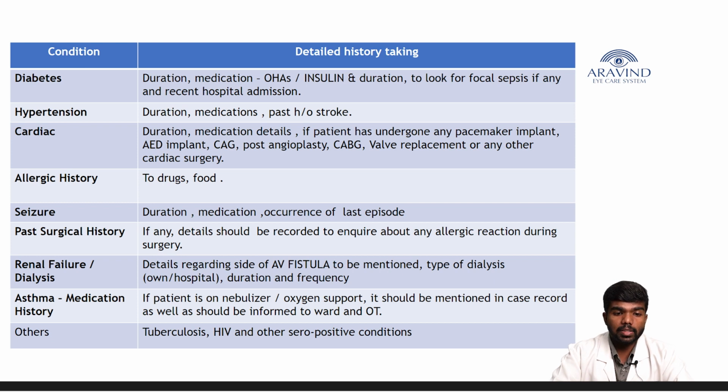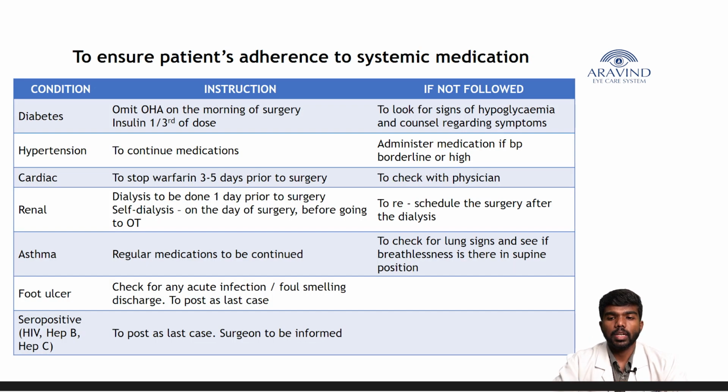Renal failure and dialysis. So details regarding site of AV fistula is to be documented, type of dialysis, duration and frequency with which they are going for dialysis. Asthma, medication history. If the patient is on nebulizer or oxygen support, it should be mentioned in the case record as well as informed to the OT and ward. And other systemic conditions such as active TB, if the patient is HIV positive or other seropositive conditions. The physician has to ensure adherence to medication.